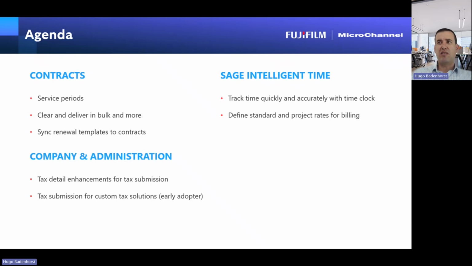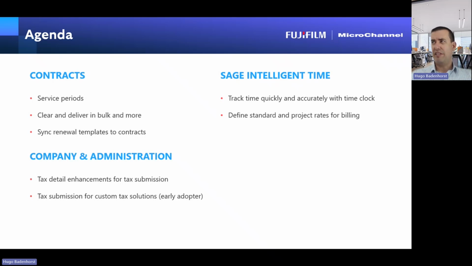New things on the tax side. A couple of enhancements came in around the tax detail and then the tax submission for custom solutions. At this stage, Australia, yes, it's there. It works through the tax submission portal, that Sage repository that we've got. For things like New Zealand or any of the other solutions that we've got, you can also now start using that tax submission. I'll take you through what that will look like if you're not using it already.